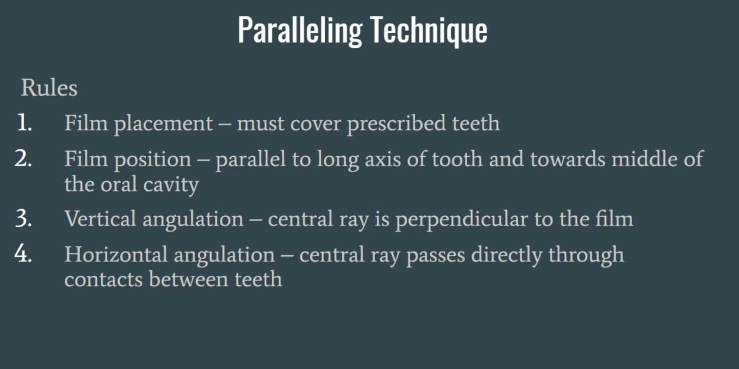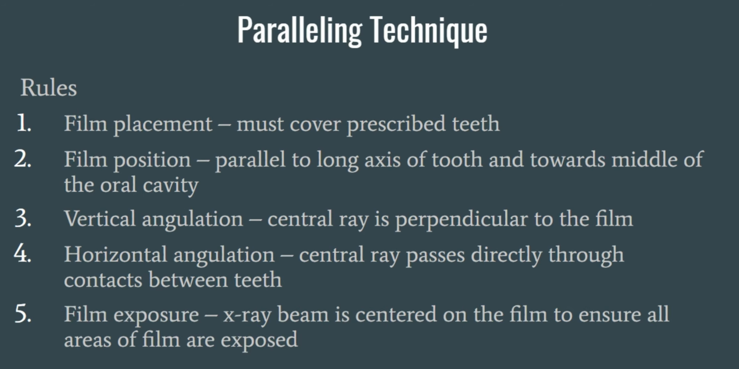And the last rule is going to be film exposure. The X-ray beam is centered on the film to ensure all areas of the film are exposed. If it's not centered on the film, the X-ray beam will only capture a partial image on the film, and this is what we call a cone cut, or you will see a white area on the film. It'll be kind of rounded, and it can be produced with either a round or a rectangular PID.